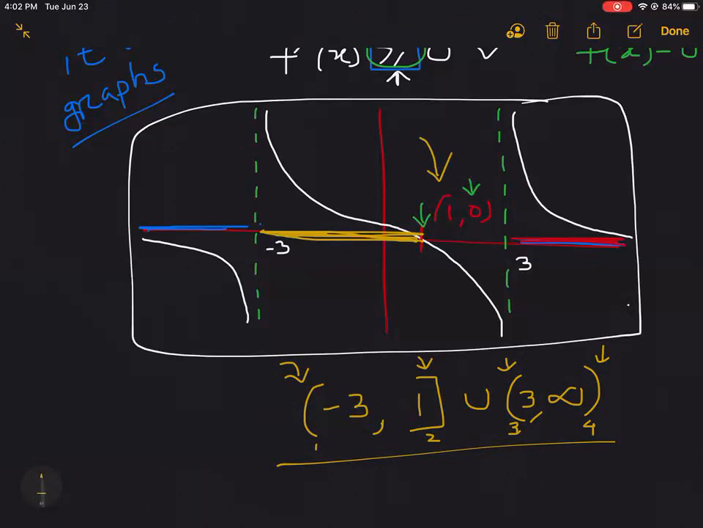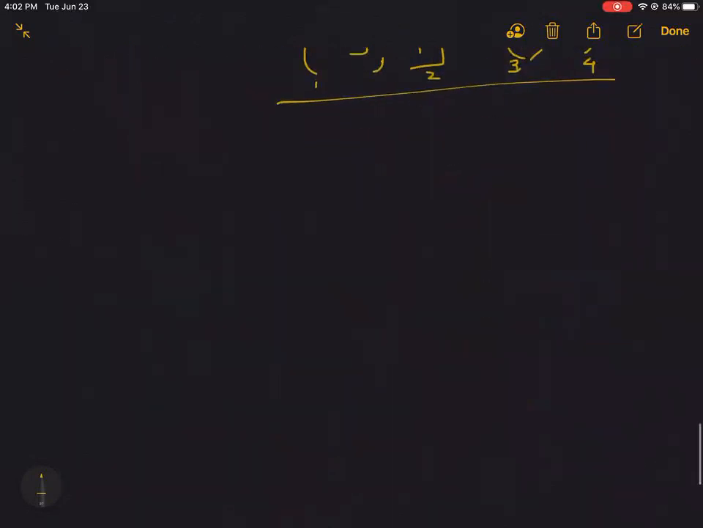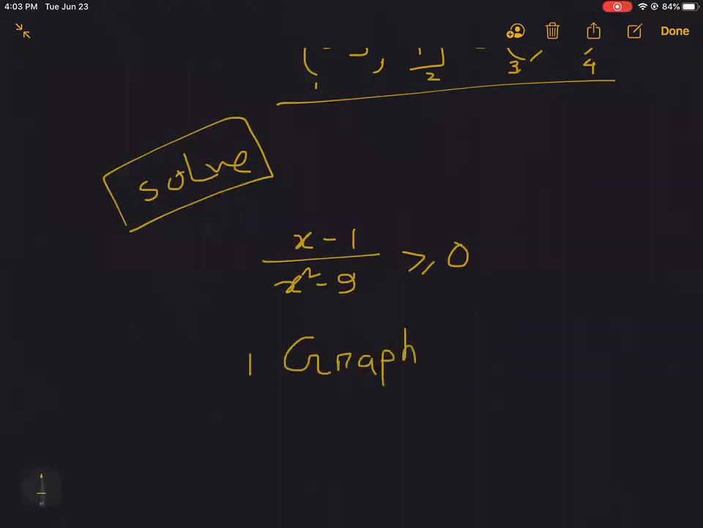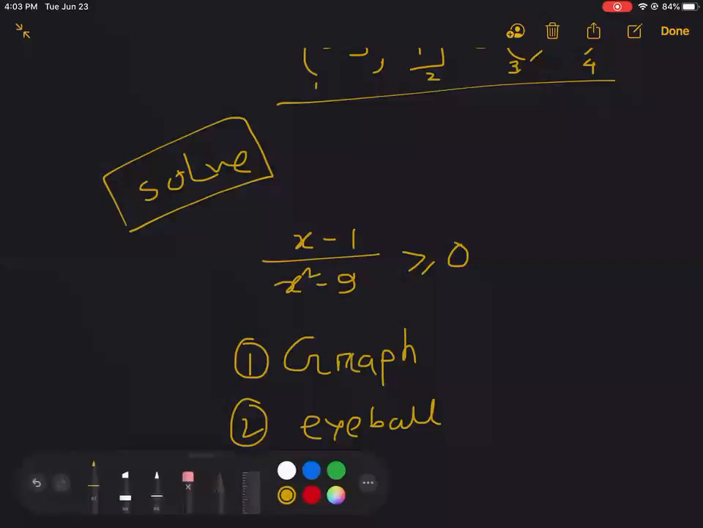So if it was an in-person class, I would have said that for (x - 1)/(x squared - 9) greater than or equal to 0, solve this by using a graph. That means you would have been asked to draw the graph first and then eyeball the answer. But for this online class, I think I'll avoid that. I'll give you the graph.